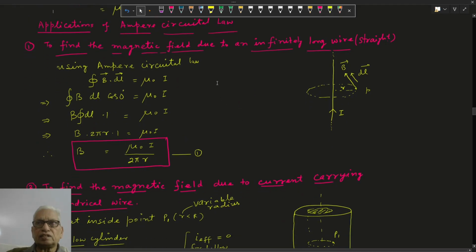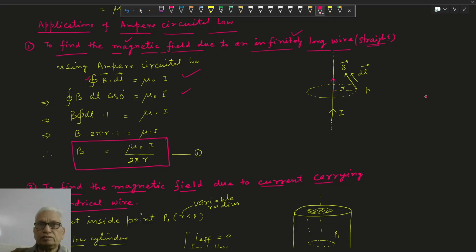Applications of Ampere Circuital Law. First, to find the magnetic field due to an infinite long wire, a very long straight wire. This is the straight wire carrying current I. At a distance R, we are interested in finding the magnetic field at point P. B and dl are both in the same direction, so the angle between them is 0 degrees. Using Ampere Circuital Law, the closed path integral equals mu naught I, the effective current, which will be the total current I. So B dl cos 0; we have to find B, and we will not put any value. The integration of dl will be 2 pi r, and we take 2 pi r to the denominator.